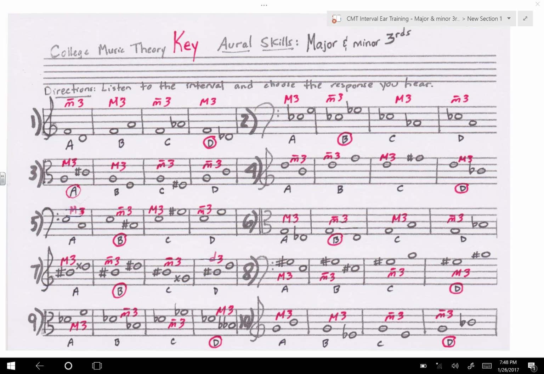Okay, for number 7, we have an icky starting note of a B sharp. We have some double sharps in this too. This one might have been tricky. So we're in treble clef. Our starting note happens to be a B sharp.